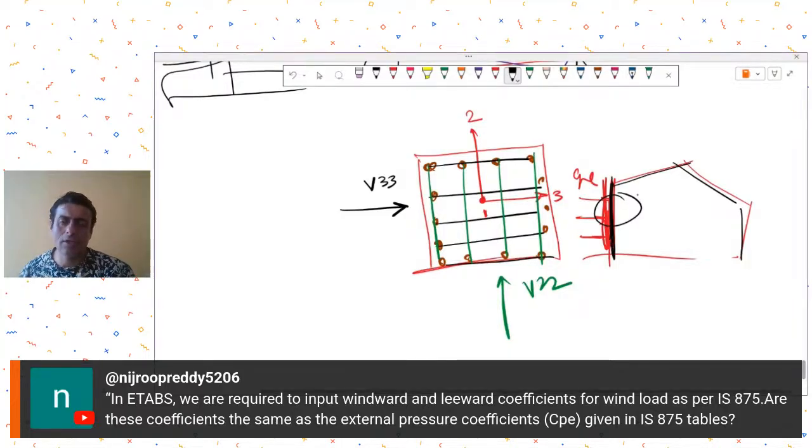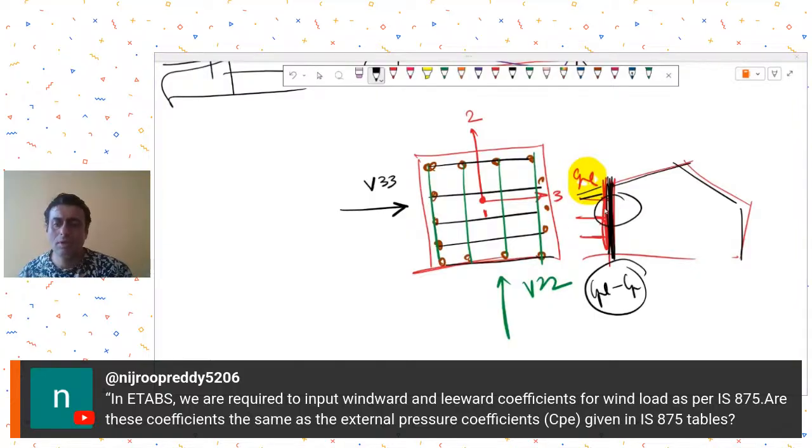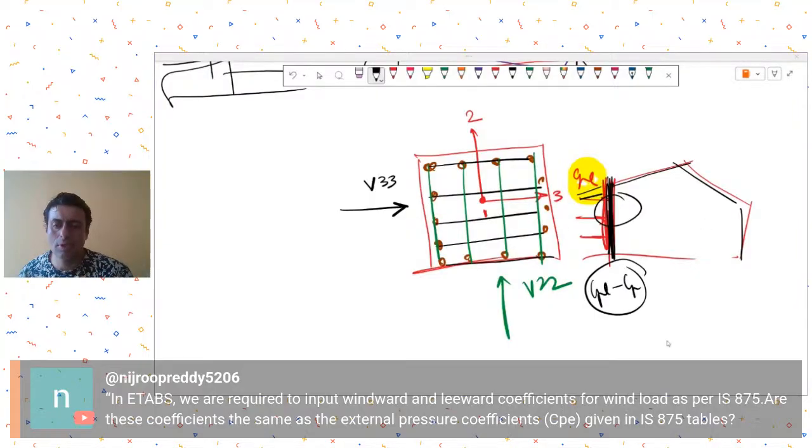If you are applying the coefficients, please remember that ETABS is not smart enough to calculate these coefficients on its own. It's just allowing you to input those values. So whatever coefficient you are inputting, it has to be the combination of CPE, CPI, whatever is applicable. You have to put it there.